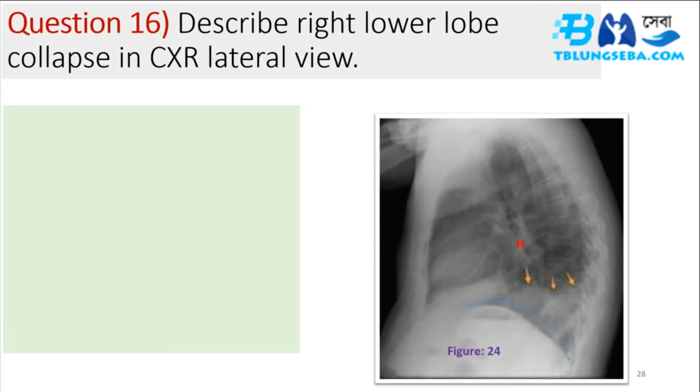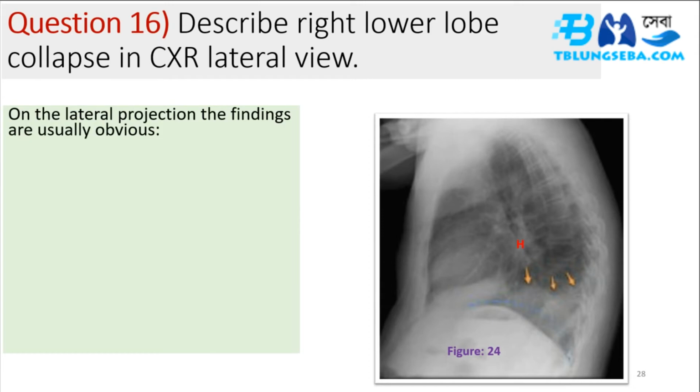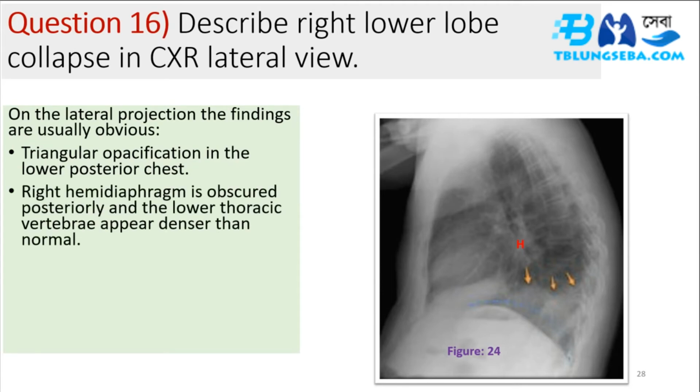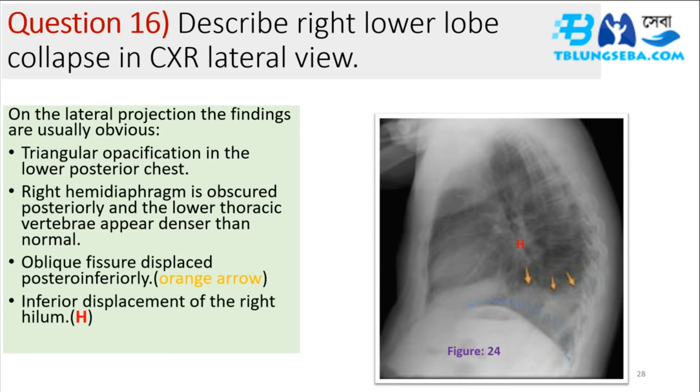Question 16. Describe right lower lobe collapse in CXR lateral view. On the lateral projection the findings are usually obvious. Triangular opacification in the lower posterior chest. Right hemidiaphragm is obscured posteriorly and the lower thoracic vertebrae appear denser than normal. Oblique fissure displaced posterior-inferiorly. Orange arrow. Inferior displacement of the right hilum.